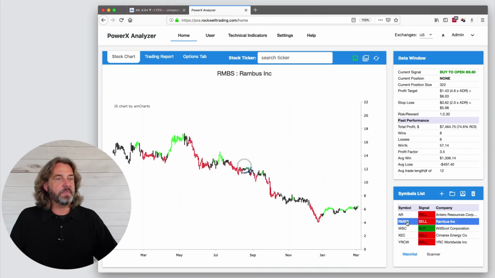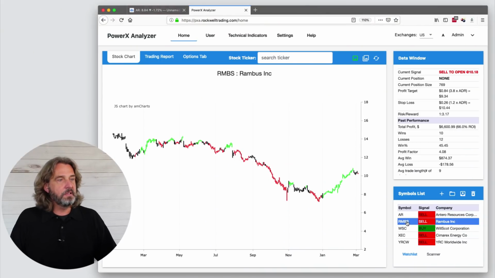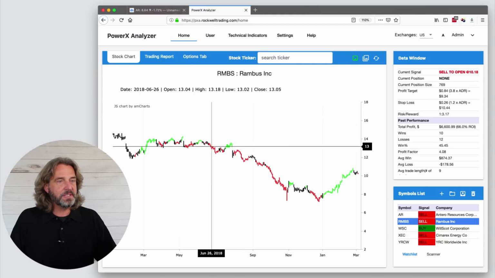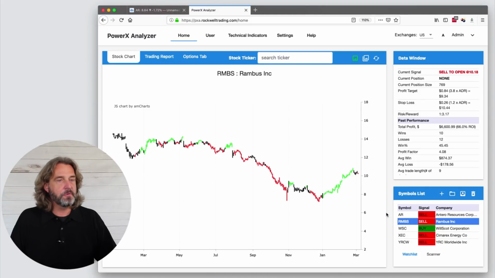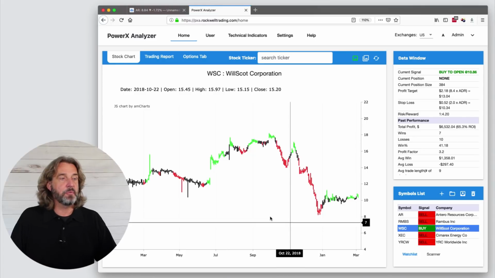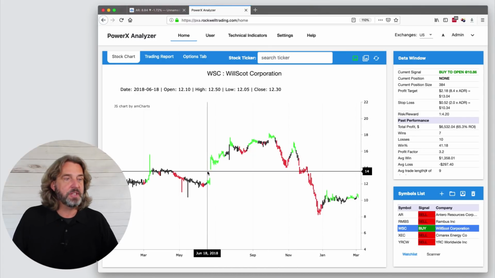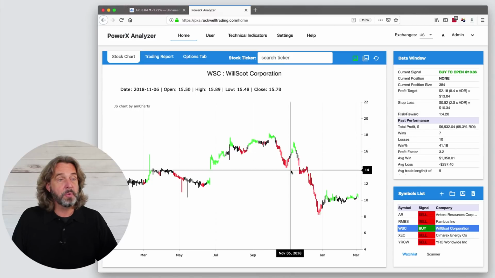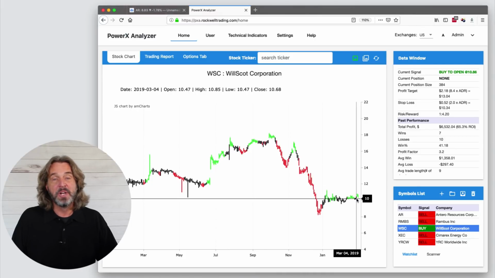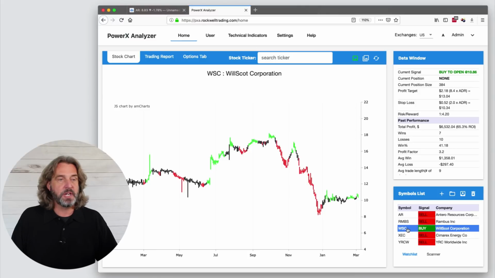There we go. Okay, so RMBS here. That is okay. It's not as beautiful as AR, so we can leave it in for now. So maybe RMBS. WSC, same here. We have a gap, and we see this stair stepping that I talked about earlier. It was nicely trending here in October, November, December, but right now, no more trends. It is just going sideways. WSC, you're fired.